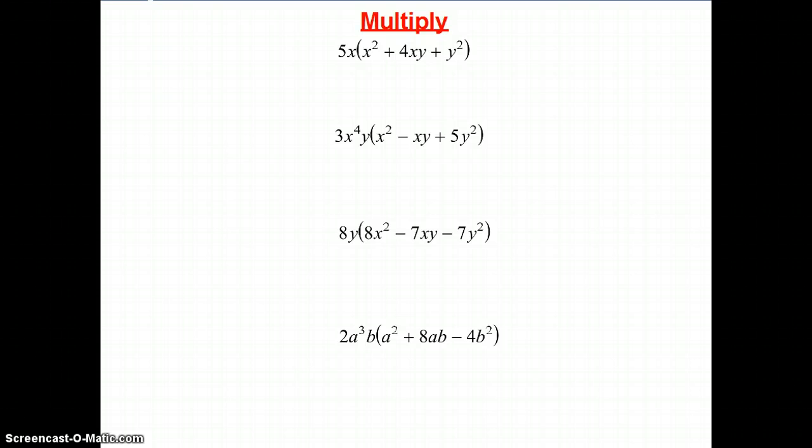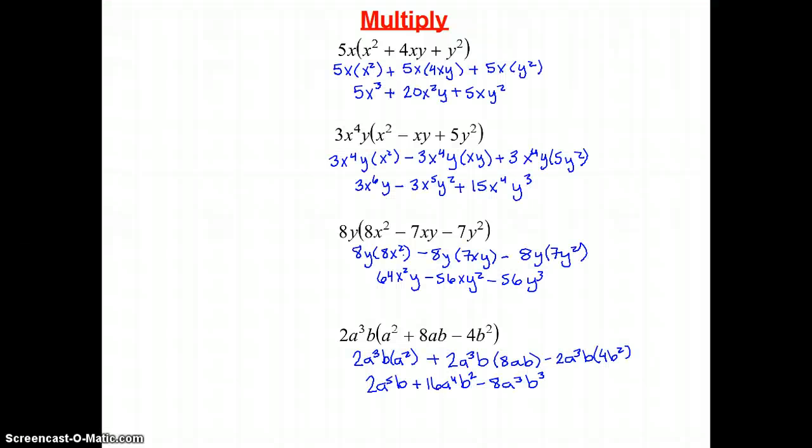Please go ahead and take a moment to pause the video and try these next 4 on your own. From the first one, after distributing your 5x, you should have 5x to the 3rd plus 20x squared y plus 5xy squared. From the second, after distributing 3x to the 4th y, you should have 3x to the 6th y minus 3x to the 5th y squared plus 15x to the 4th y to the 3rd.